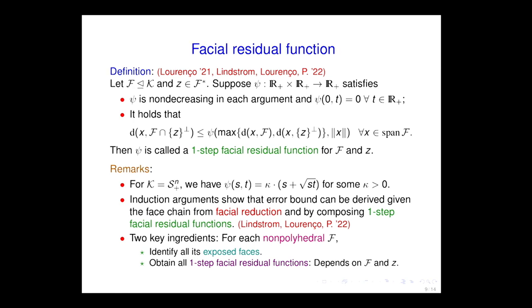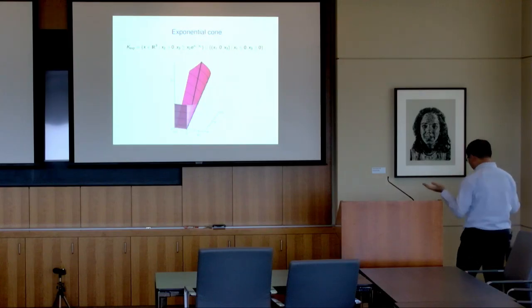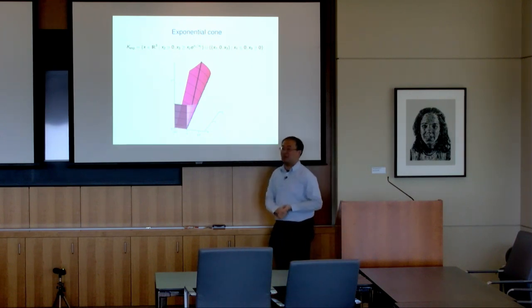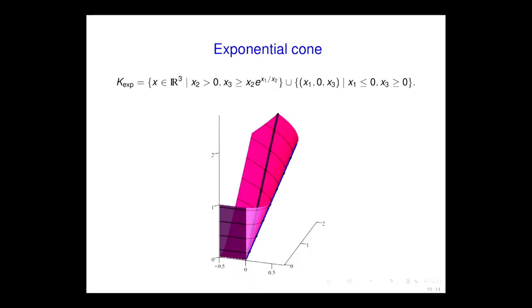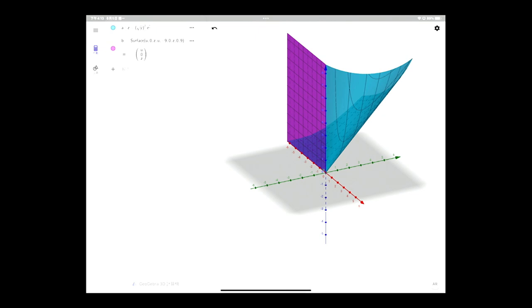Okay. Now, how does this business work for the exponential cone? Okay, we come back to our lovely exponential cone, or maybe not very lovely. Now, we need to look at all non-polyhedral phases. Now, what are all the non-polyhedral phases? Well, let's start with the largest one, which is the exponential cone itself. The exponential cone itself is an exposed phase of itself, and it's clearly not polyhedral because it has a curved surface. So, go to the exponential cone, try to find all the exposed phases first. Okay, this is exponential cone, say hello.